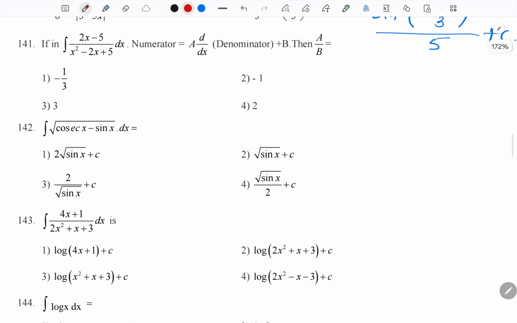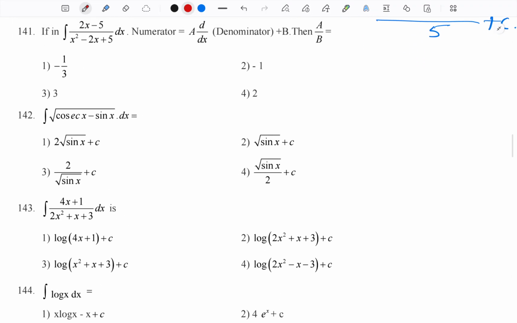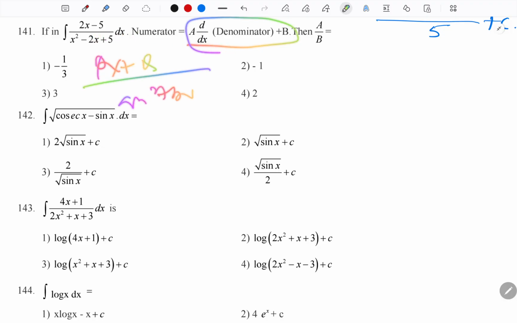Now this part, we already did this type of question. Now they are asking for the solution. This part we know very well: numerator px plus q by ax square plus bx plus c. Then what is the solution? They are asking a by b.